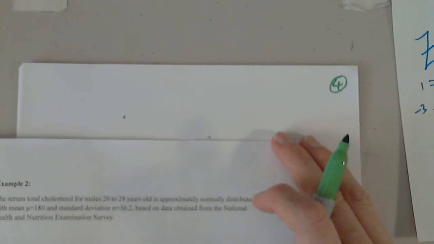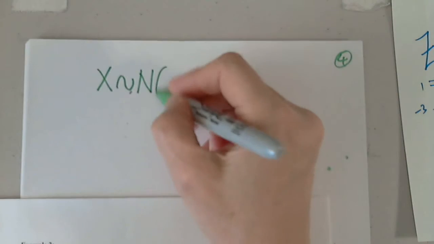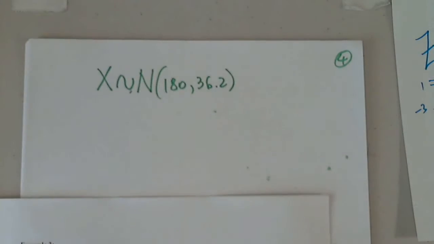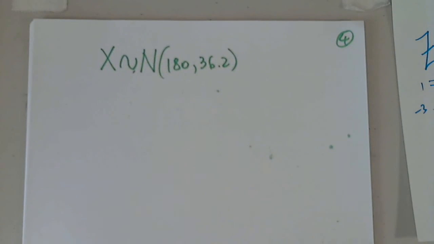Okay, example 2. And we're going to look at StatCrunch. I hope you have it up. I have it up in the background somewhere. Example 2, we are on page 3. It says the serum total cholesterol for males 20 to 29 years old is approximately normally distributed with a mean of 180 and a standard deviation of 36.2. Draw a normal curve with the parameters labeled. Excellent. That's our first question.